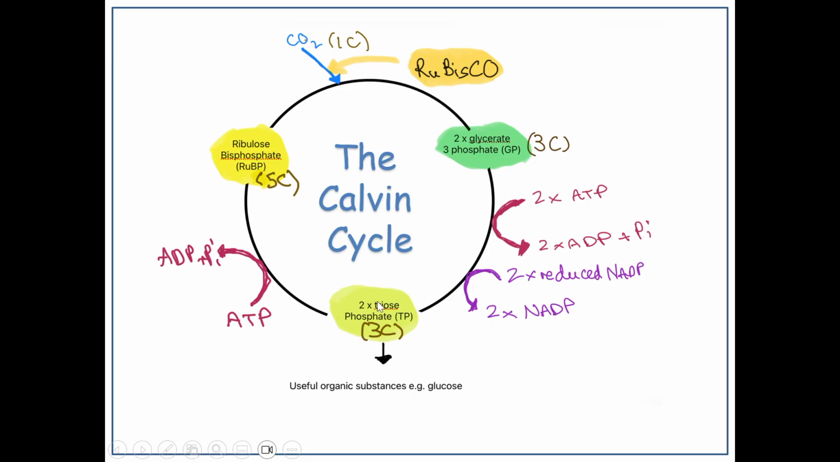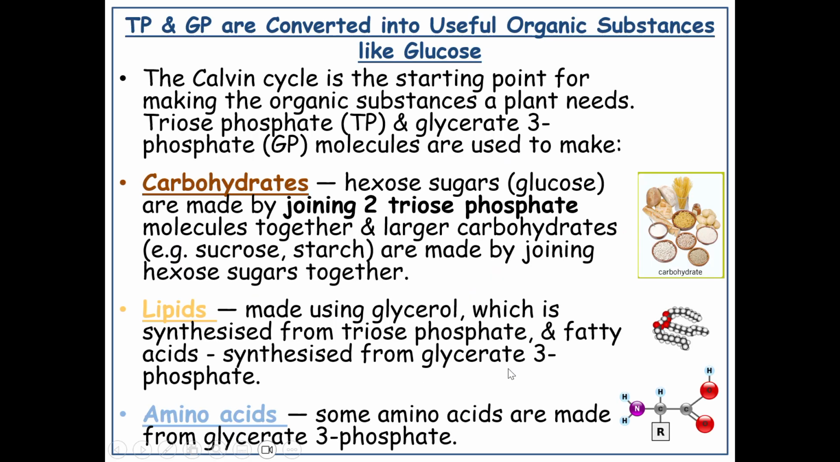Some of those triose phosphates can be used to make glucose, but actually most of it is used to regenerate ribulose biphosphate, and that requires a molecule of ATP, which will be hydrolyzed into ADP and Pi. The TP and the GP that are made in the Calvin cycle can be converted into other organic substances like glucose. So the Calvin cycle is a starting point for making the organic substances a plant needs.